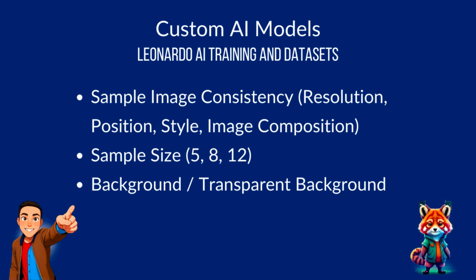Sample image consistency is important when we're considering resolution, for example, 512 by 512 resolution images, the position of the main subject, the style and theme. Is it something like toon, anime, or some sort of photograph? And of course, image composition. Do you only have one image subject, or do you have multiple image subjects in your sample images?